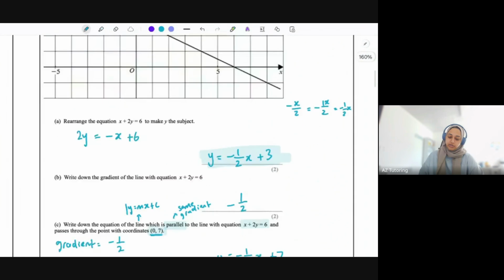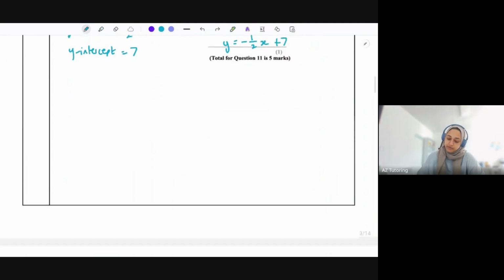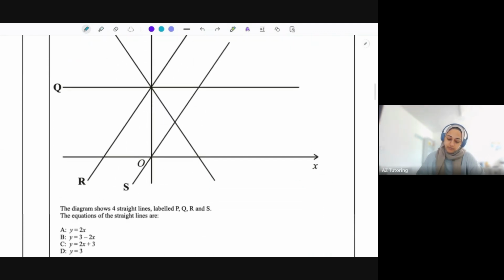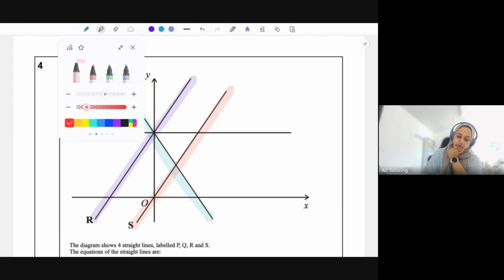So that's question 3. It's quite good that they prompted you to do all this, but sometimes they don't prompt you and you just have to figure it out by yourself. Okay, we've got loads of graphs on an axis. So you can see we've got P, we've got R. I'll just highlight them so you can see them quite easily. We have S and we have Q.